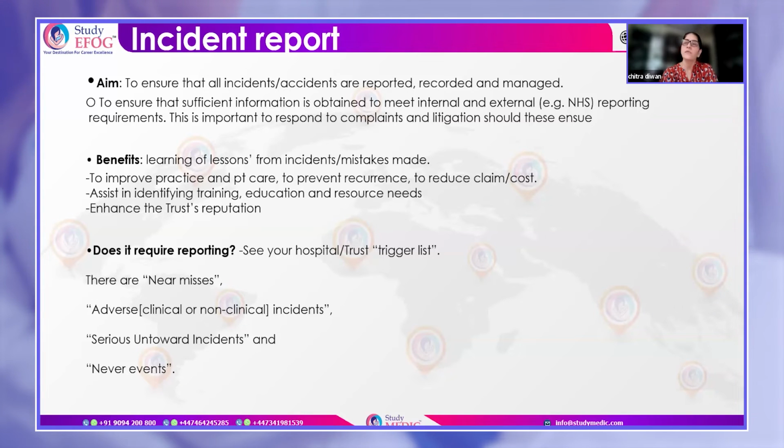Okay. A never event is like a sponge or a mop was left behind in the abdomen, and without taking the mop count, the abdomen was closed. So this is something which is a never event. Okay, so these are the types of events that require incident reporting.